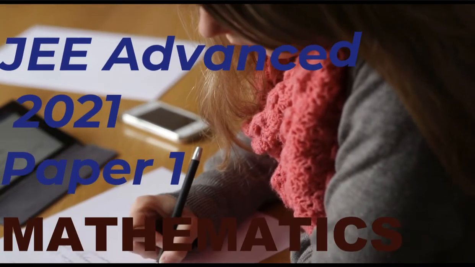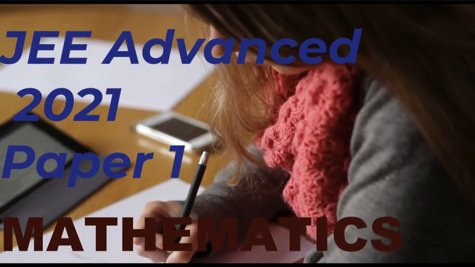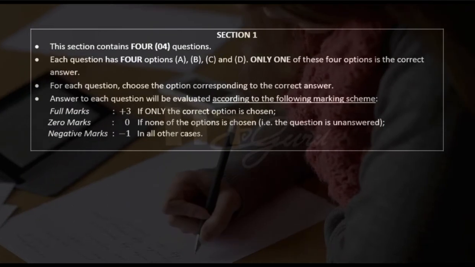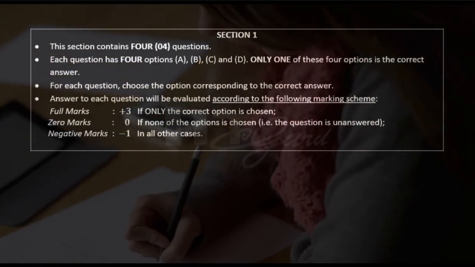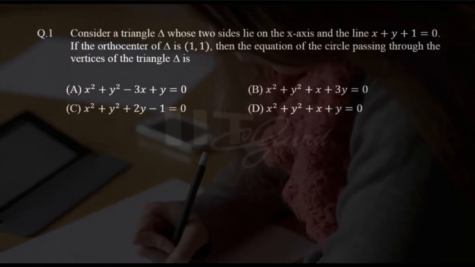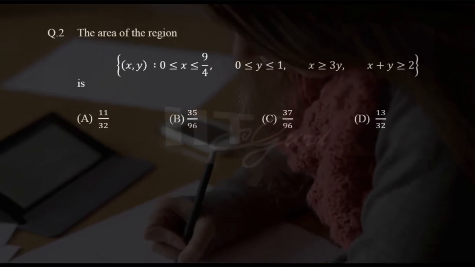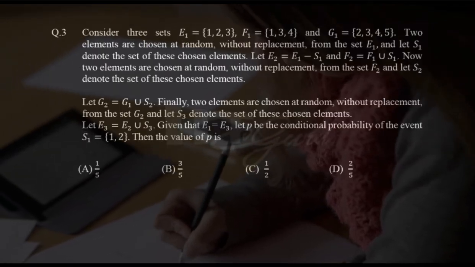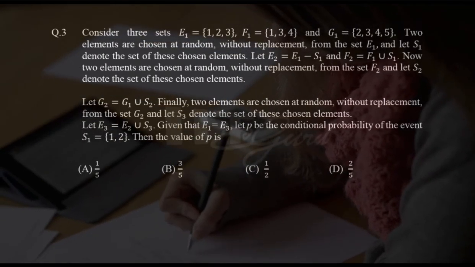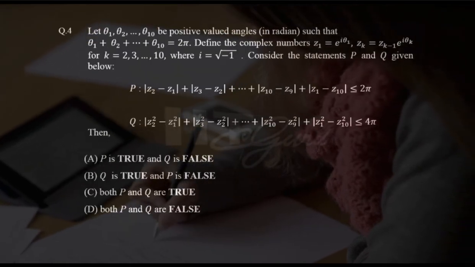2021 paper 1 of mathematics. It consists of 4 sections. Section 1 contains 4 questions, in which the first question is from circle, the second question from area under the curves, the third question is from probability, and the fourth question is from complex number.